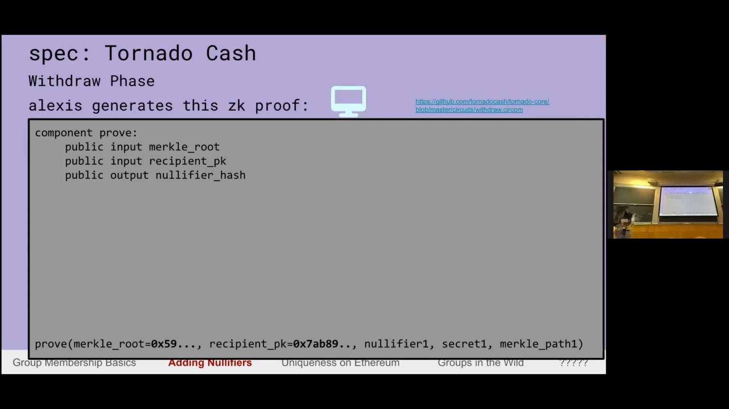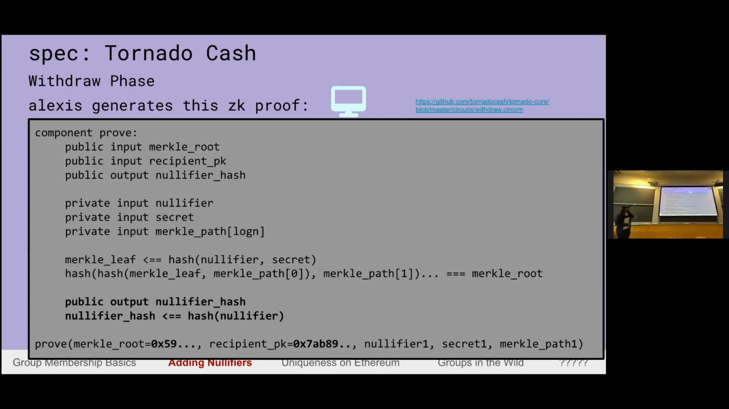OK, but other than that, we have a similar kind of thing. We are going to have the Merkle root, this message, the recipient public key, and the nullifier hash, the output that we discussed earlier. And our private inputs are going to be the nullifier. So remember, the first half of your secret commitment, the secret, second half of your secret commitment, and the Merkle path, which has to remain private or else you'd be de-anonymized.